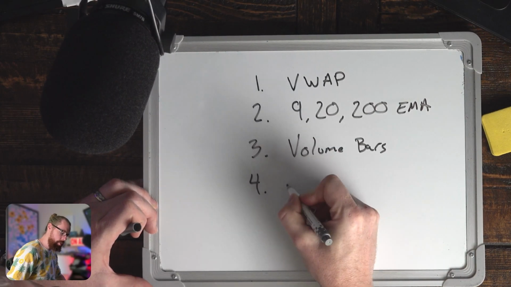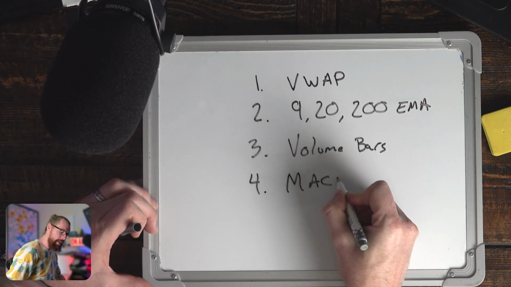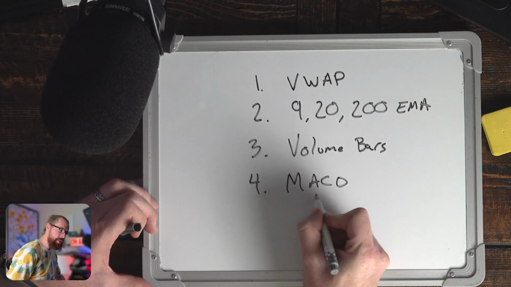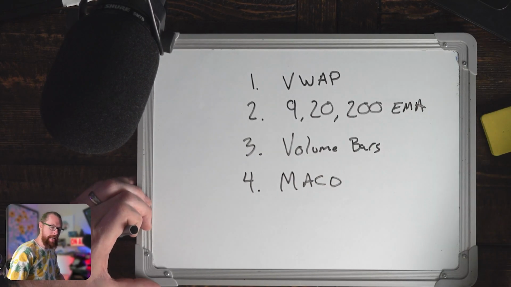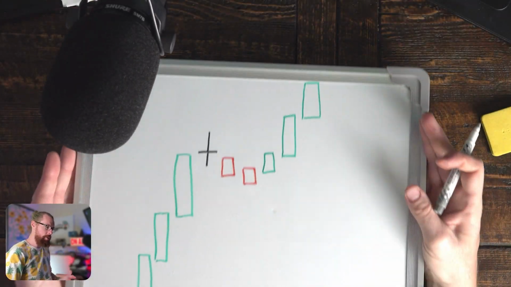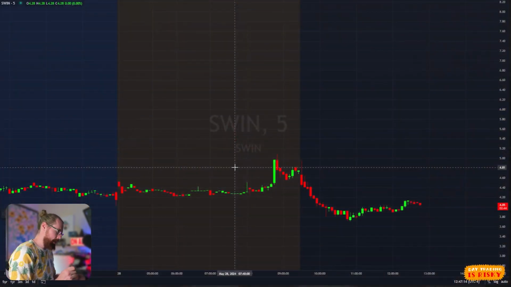A fourth bonus one is MACD, which is the moving average convergence divergence indicator. I like that. And then of course, these are all on a standard candlestick chart, which would look just like this or just like this.